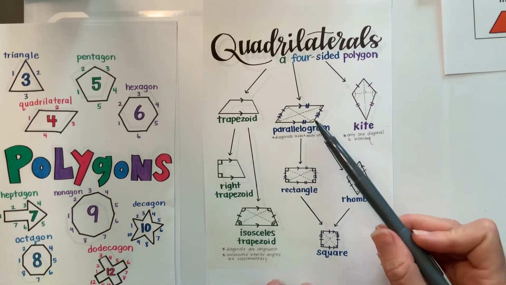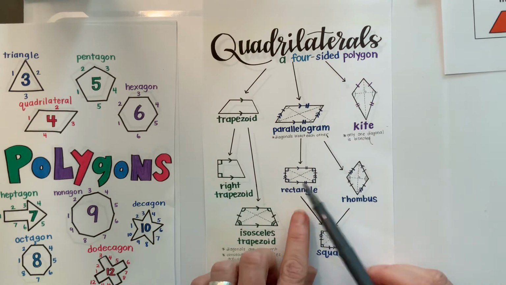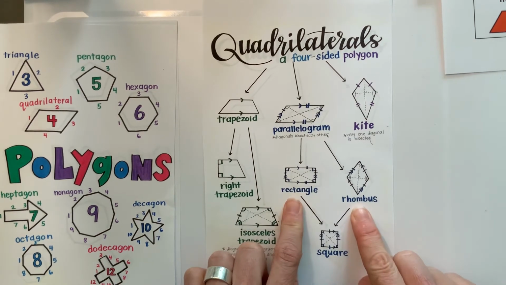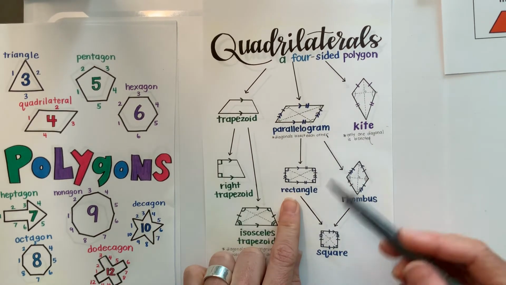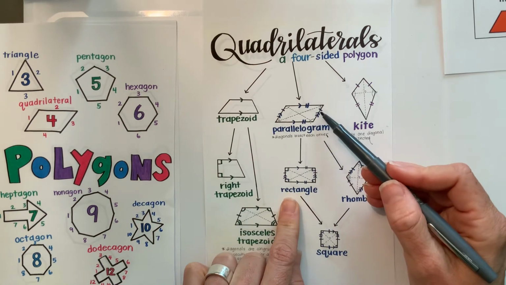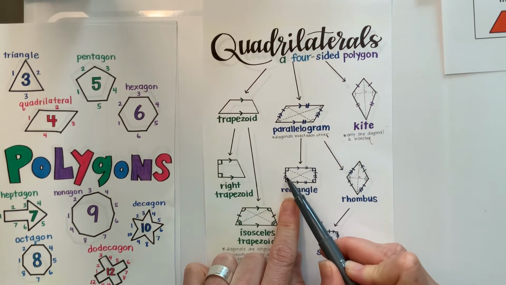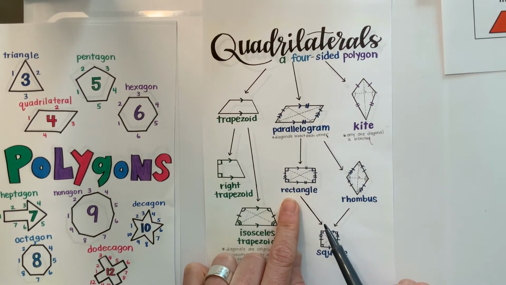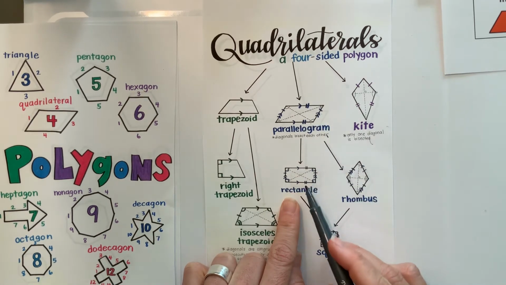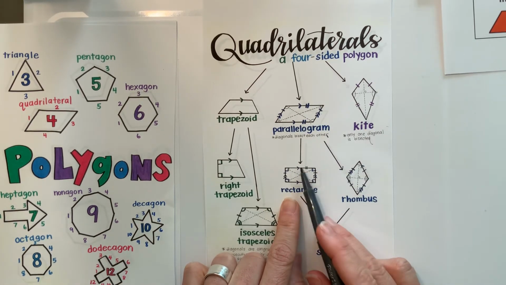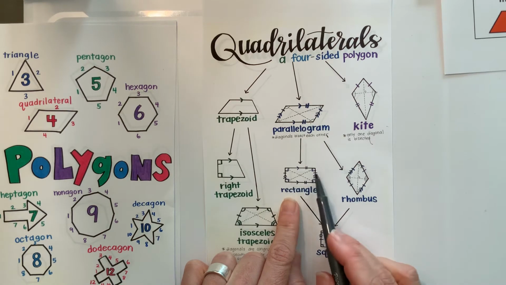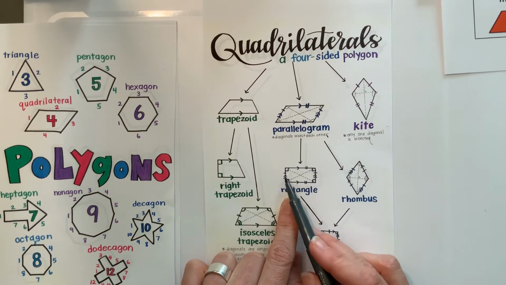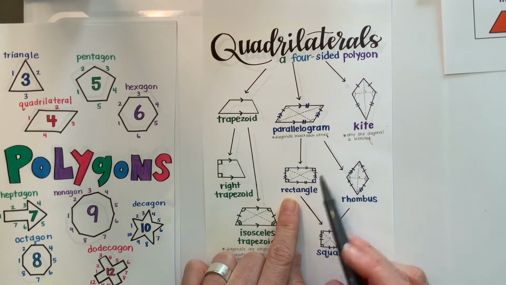All right, now parallelograms can be further broken down into these two shapes, the rectangle and the rhombus. So a rectangle is just a special parallelogram, but it has right angles. Okay, so same idea with the opposite sides are parallel and equal, but this time all of the angles are right angles.